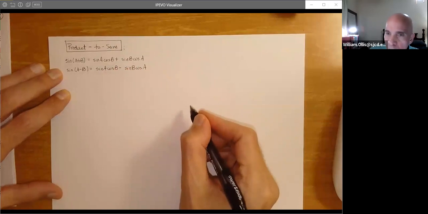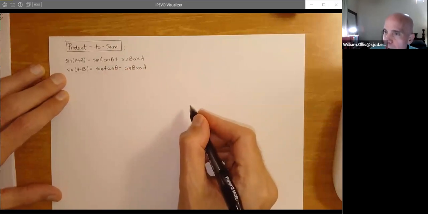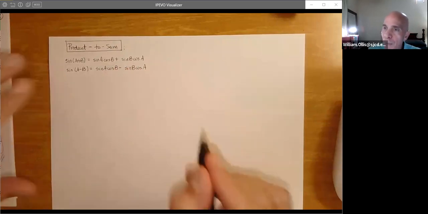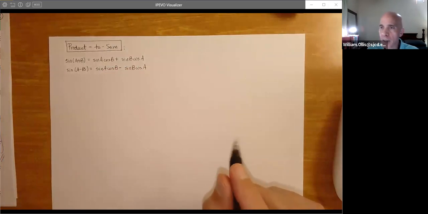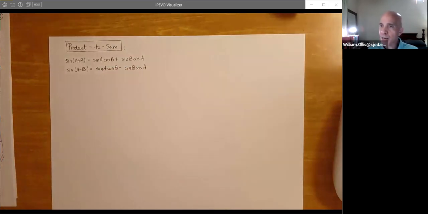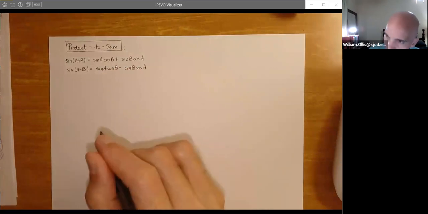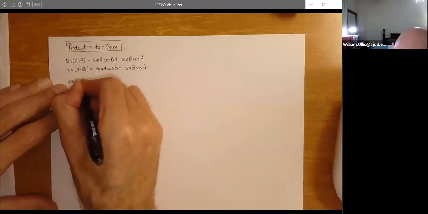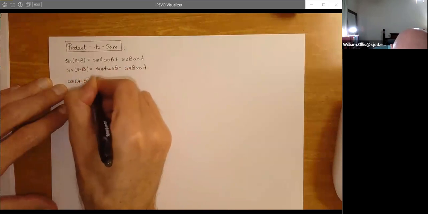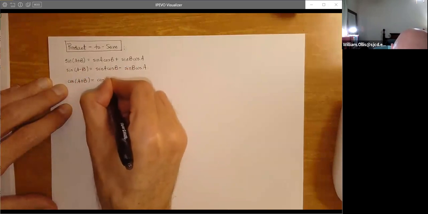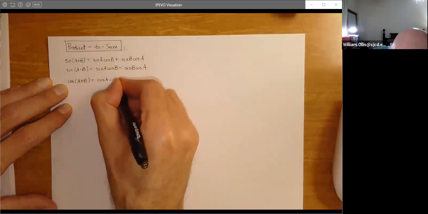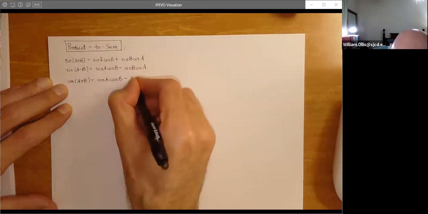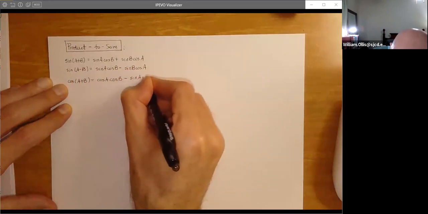You're probably already getting good at knowing these by now. I've written them down so much. Again, when you go back through this lecture, teach yourself. Just go through the same routine each time. It will get easier each time you do it. And then we have cosine of A plus B is cosine A cosine B minus sine A sine B.